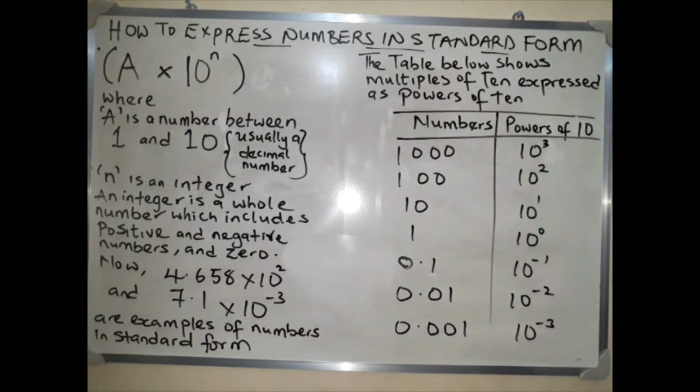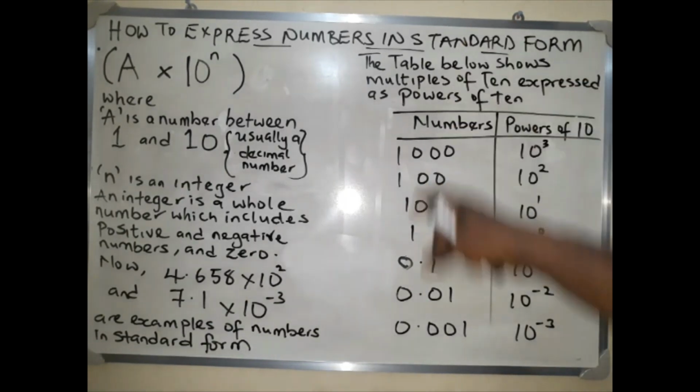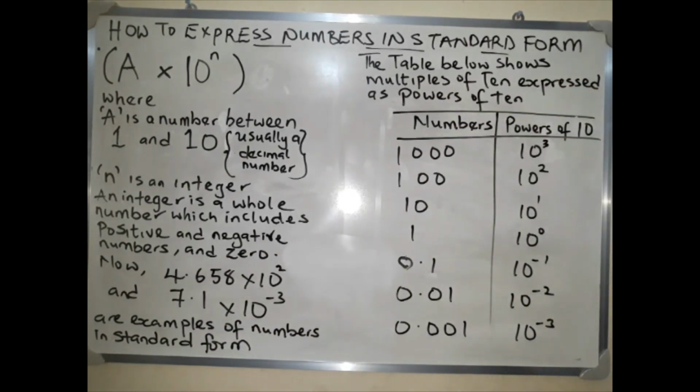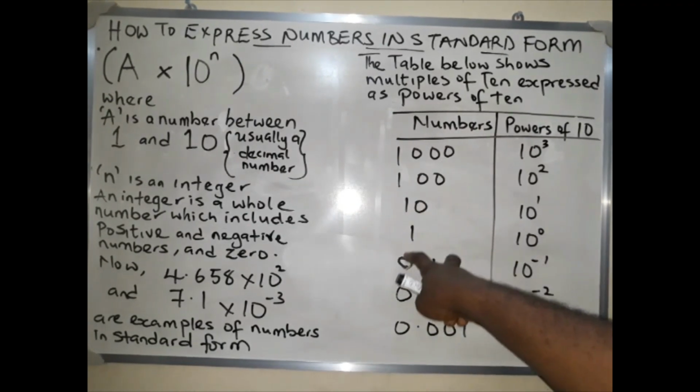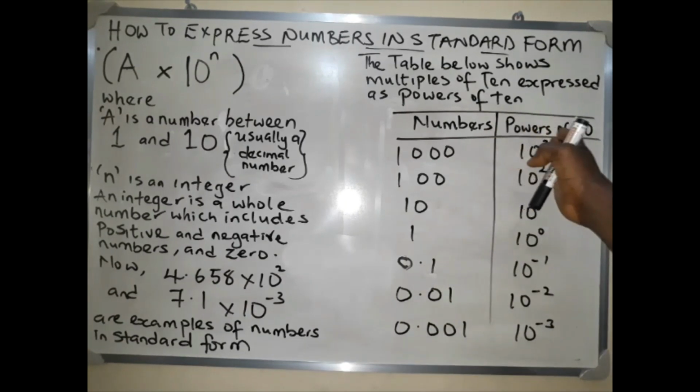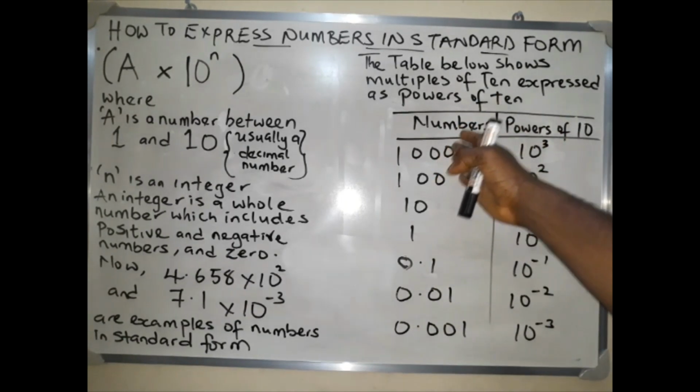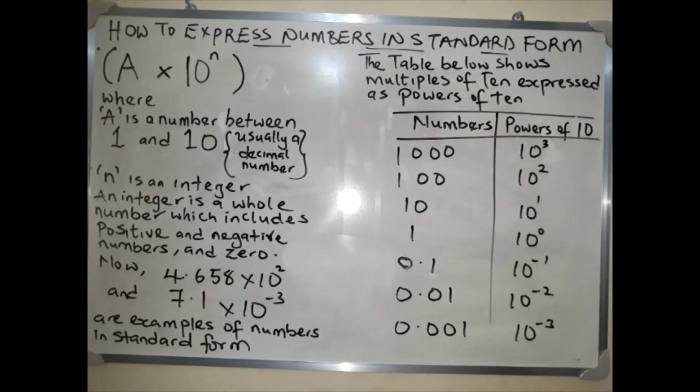Now let's go over to this other side of the board where we have a table which shows the multiples of 10 expressed as powers of 10. On this side of the table we have numbers, and then on this other side we have them expressed as powers of 10. These numbers here are values. They give us the values of certain numbers, while on the right it shows us how these numbers are being expressed as powers of 10.